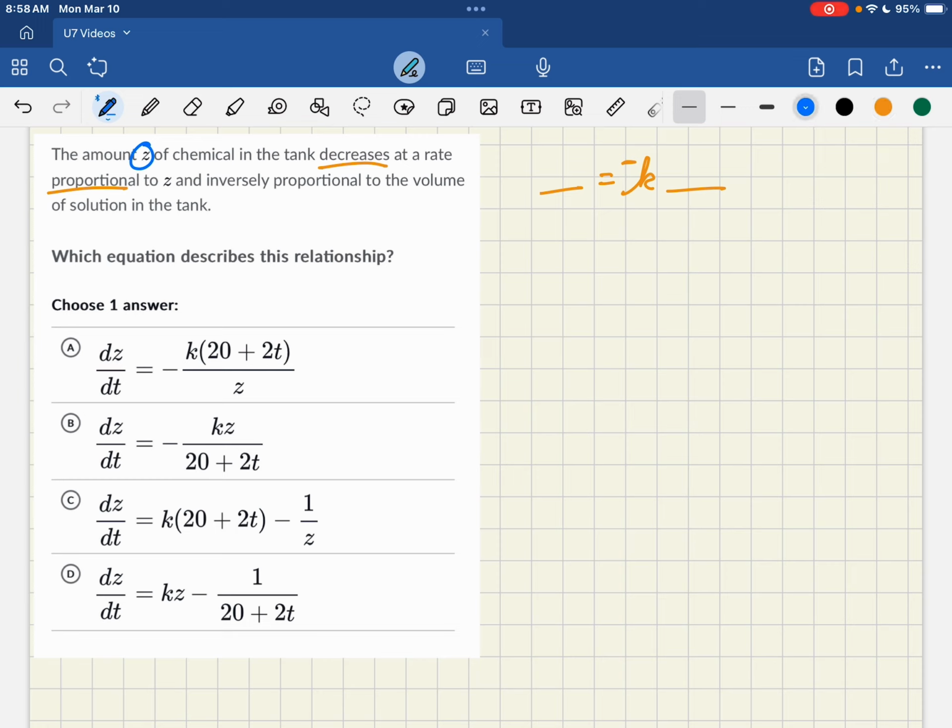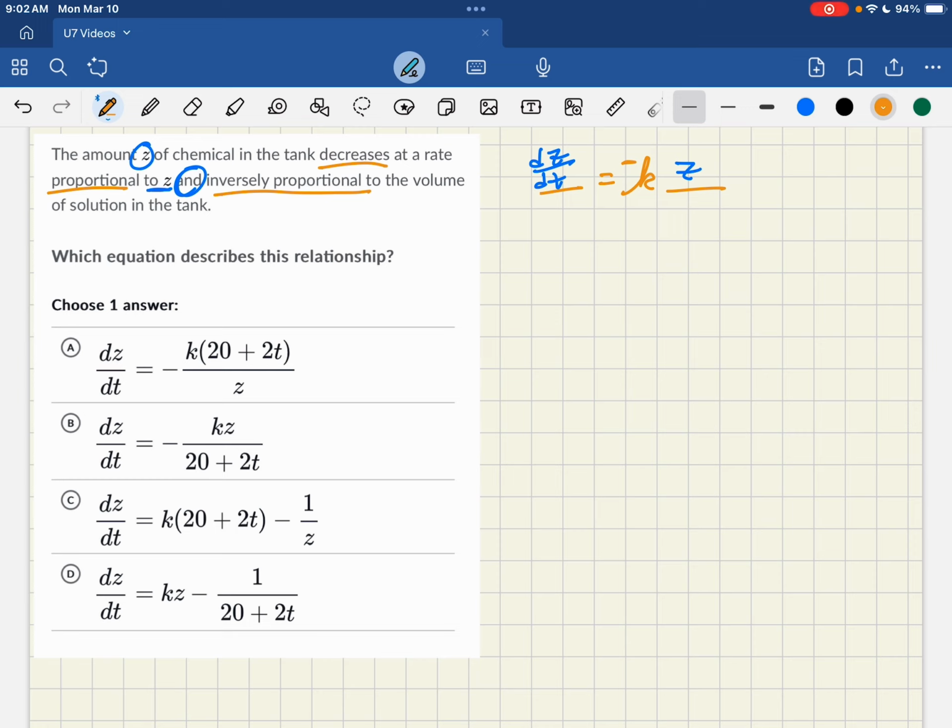And then we have Z, one of the variables, which I already circled earlier. I just repeated myself. But anyways, it says proportional to Z. So the rate of this guy is decreasing at a rate that's proportional to Z, to the amount, which we know is an exponential relationship. And, okay, this is kind of weird, and inversely proportional. That's another math word there.